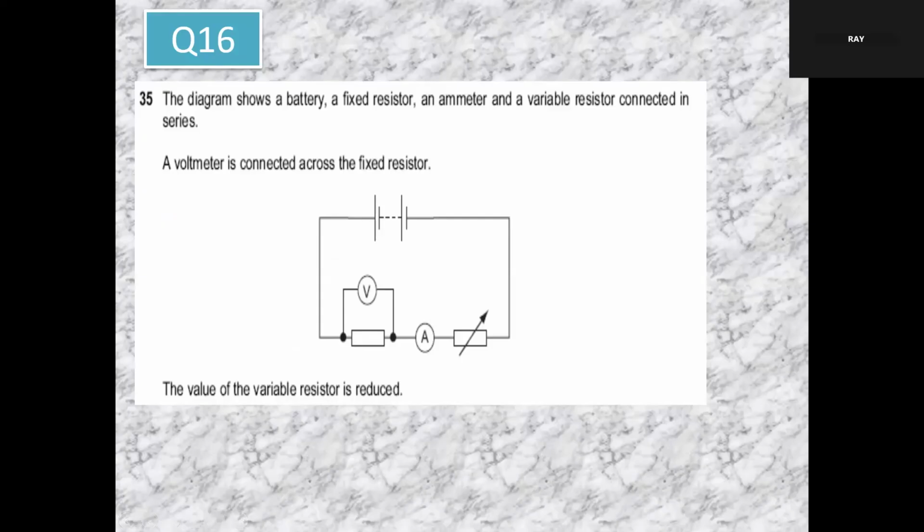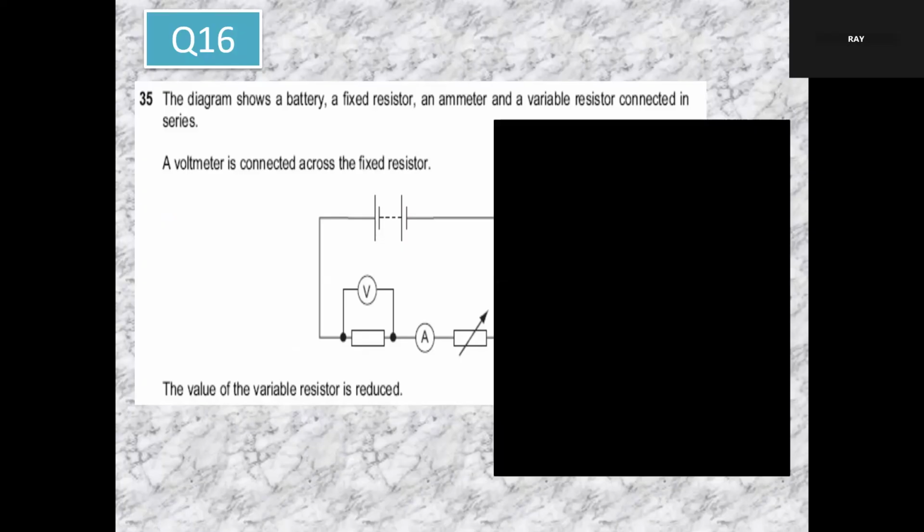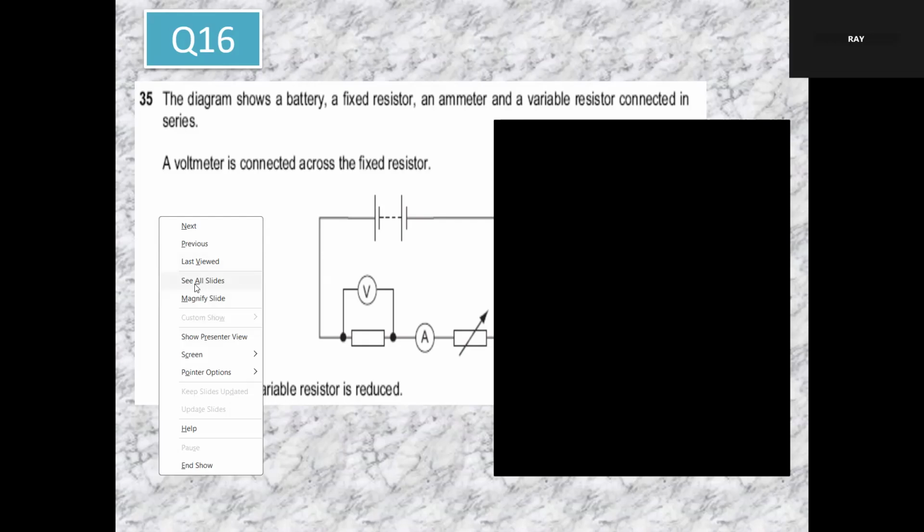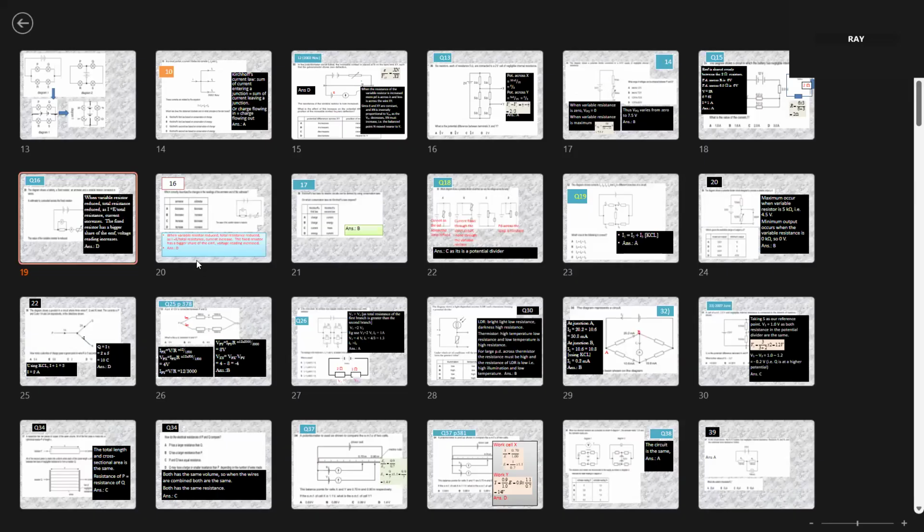The diagram shows a battery, a fixed resistor, ammeter, and variable resistor connected in series. Voltmeter is connected across the fixed resistor. The value of the variable resistor is reduced. Sorry, this one is incomplete. We will try another one. The answer is on the next page.